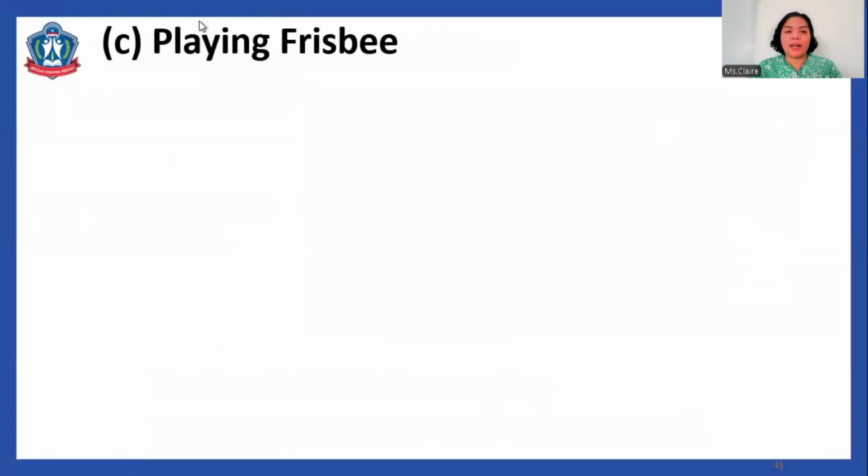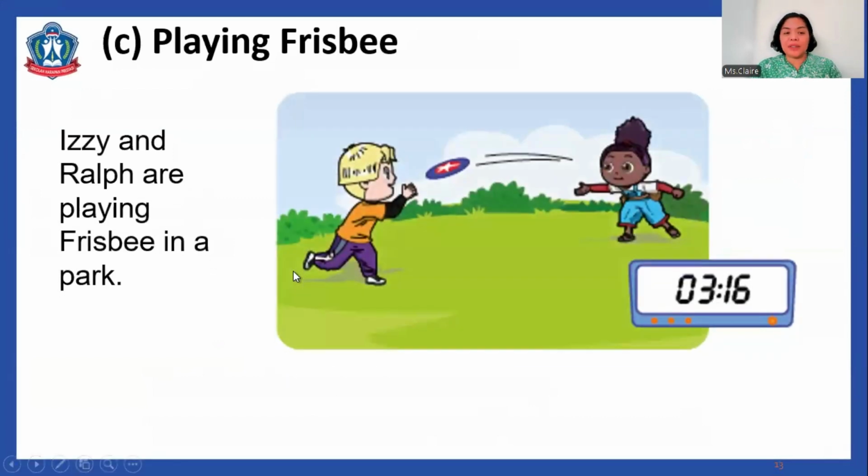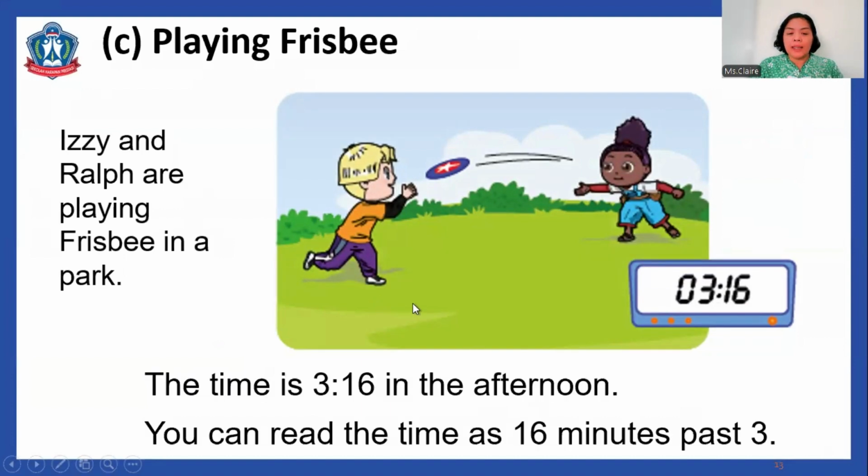Another one here. I have another problem. Playing frisbee. Izzy and Ralph are playing frisbee in a park. The time shows 3:16. We can read this time as 16 minutes past 3. So that's how to read it. How about how many minutes this time will go to 4 o'clock? So we just simply subtract 16 from 60 minutes. And the answer, that is the minutes to 4 o'clock.